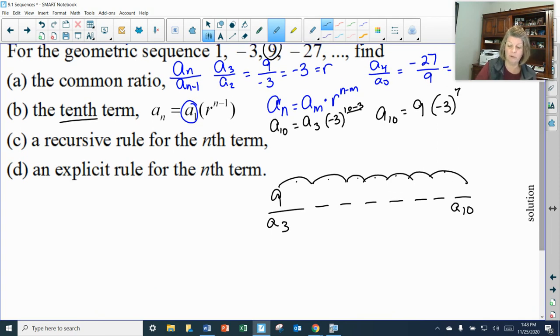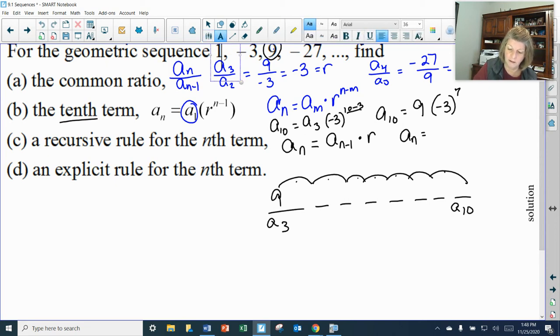Write the recursive rule. I think recursive rules are kind of the easy one to write. I want to find the a sub nth term. That means I'm going to use the previous term and multiply it by r. So in our case, the a sub 10th term, I'm going to use the very first term, which was a sub 1. Okay, so it's a sub 1. Oops, write it, please.